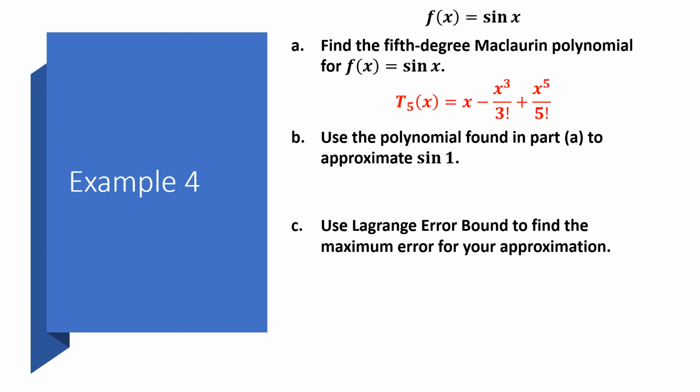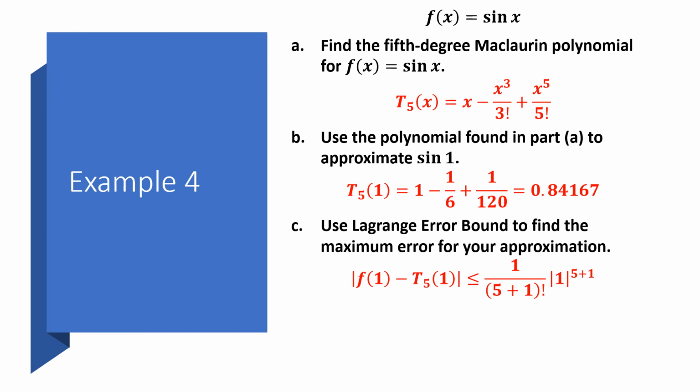All right, so the next part says use this polynomial to approximate sine of 1. And so sine of 1 would be t sub 5 of 1, and I plug in 1, I get 1 minus 1 over 6 plus 1 over 120, which approximately equals 0.84167. Now use Lagrange error bound to find the maximum error of your approximation.